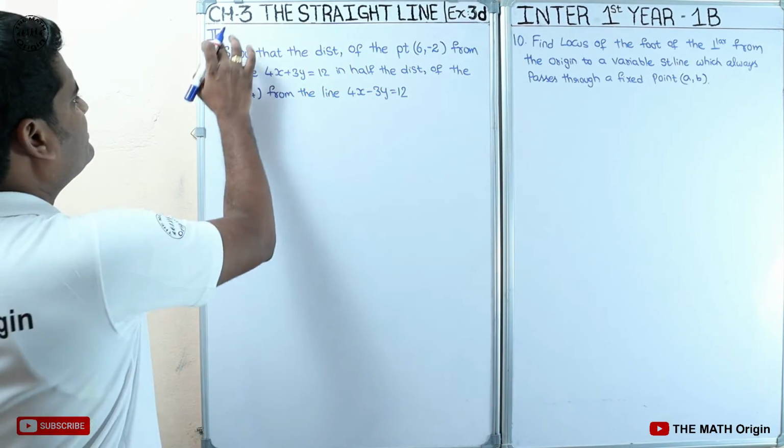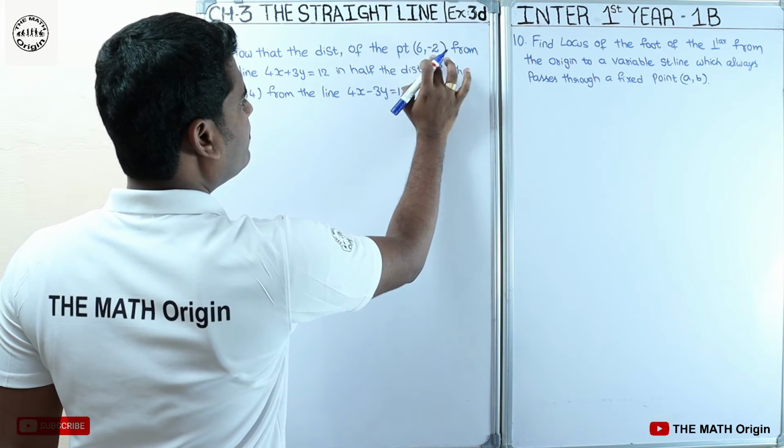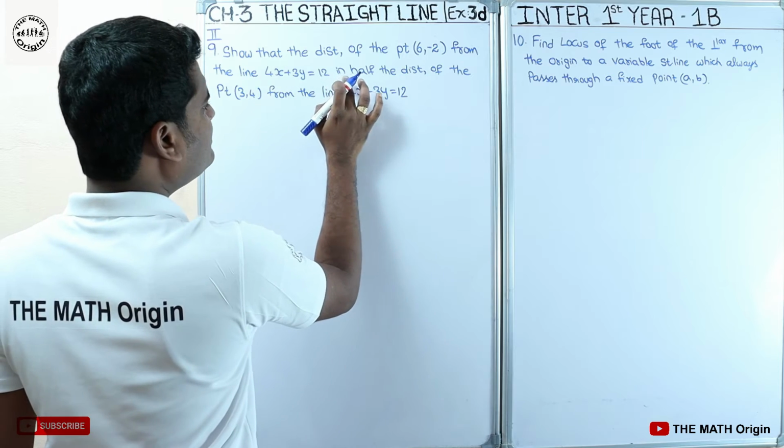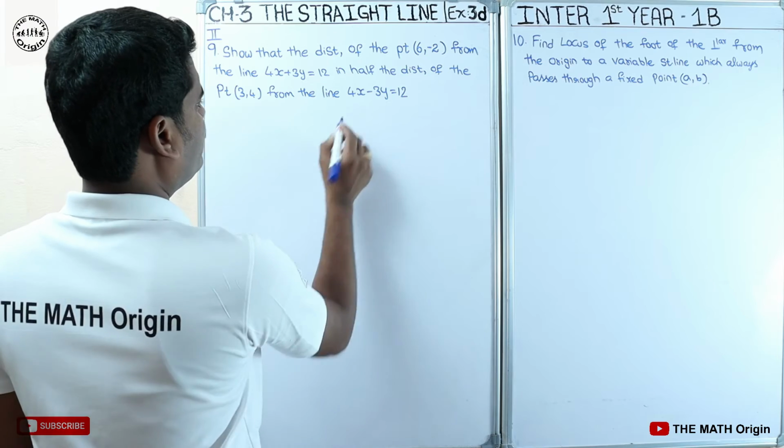9th question from the second section. Show that the distance of the point 6 comma minus 2 from a line is half the distance of the point from this line.